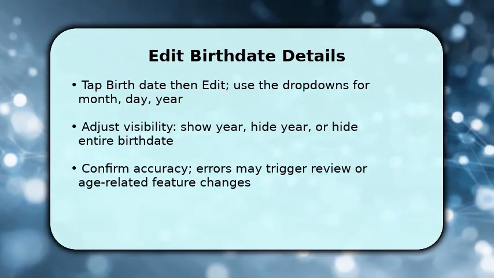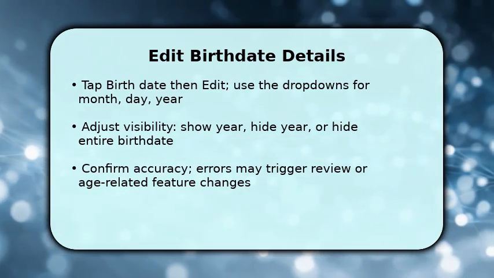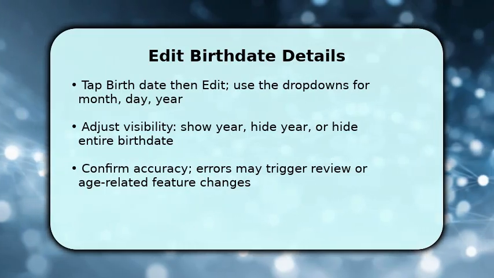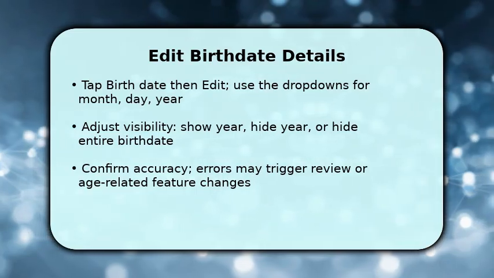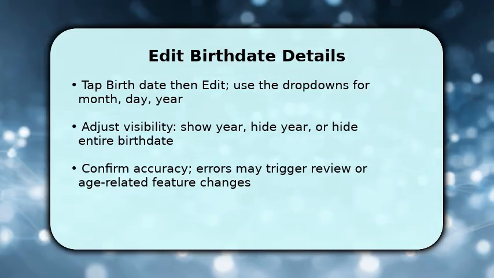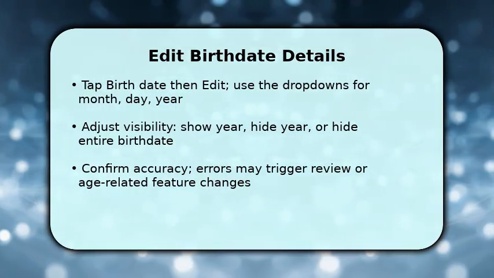You should understand why. Twitter uses age for content settings and legal compliance. If you change year significantly, Twitter may limit actions or request verification. Make deliberate choices, because repeated edits or implausible ages can prompt review or slow reactivation of age-dependent features.